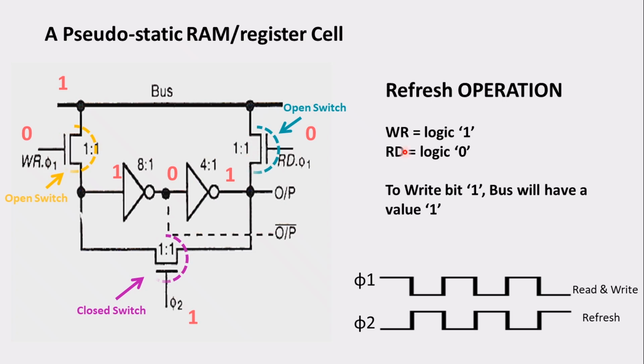Since we have made the read signal 0, this is going to be an open switch. Now at this particular instance, at phi 2, this transistor is going to be turned on since logic 1 has been applied over here. So it is going to act like a closed switch.